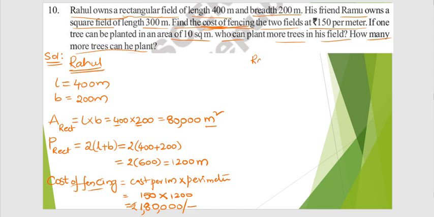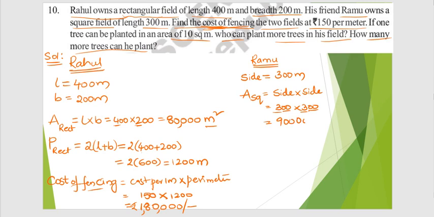Now we are moving on to Ramu. So Ramu is having which type of field? Ramu is having a square field. So that means he is having only one side, right? So side is 300 meters. So automatically I can find out the area now. So the area of a square field is nothing but side into side, which gives me 300 into 300. So what is the value of 300 into 300? So 3 3s are 9, followed by how many zeros? So 4 zeros.